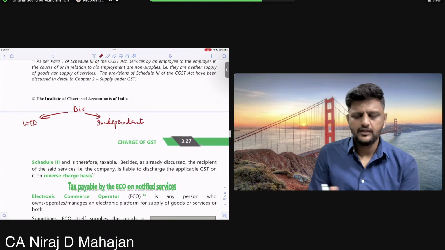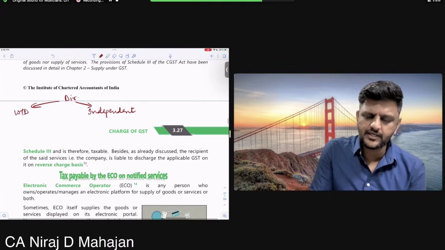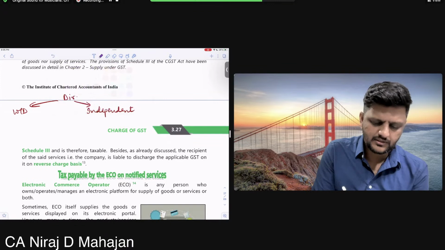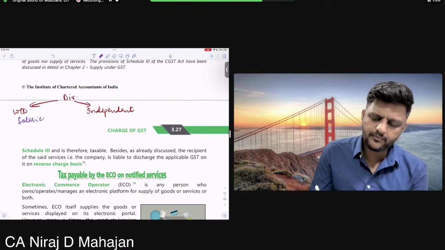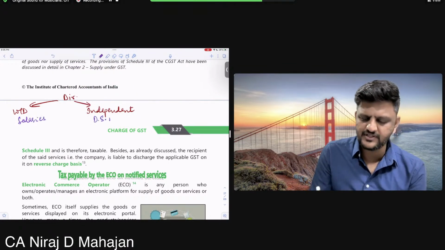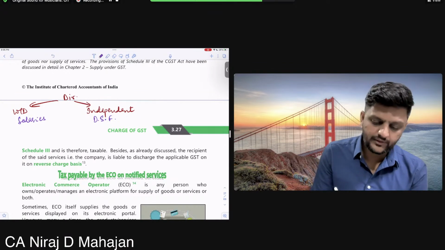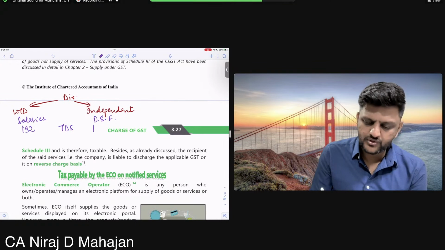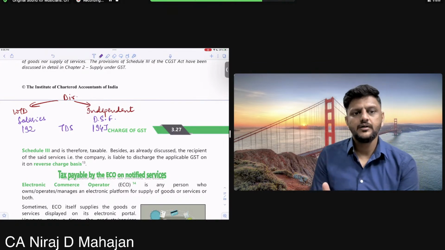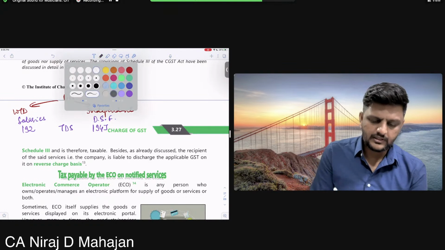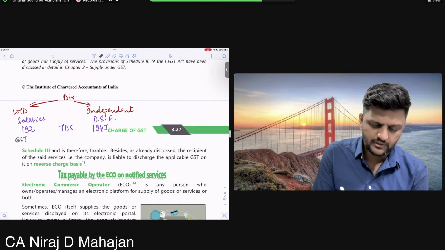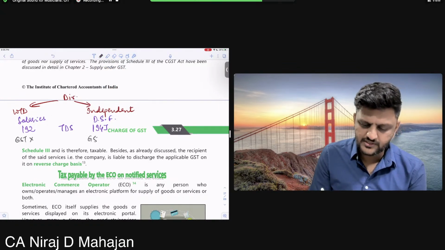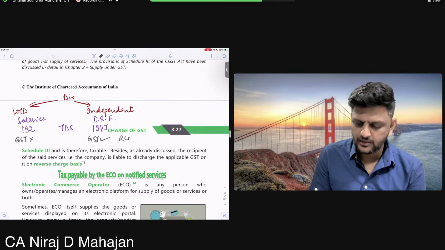By whatever name you call them, let us say you pay them salaries here, and here you pay them director sitting fees. But look at the TDS point of view. This is done under 192 and this is done under 194J. Clear cut. We understand that GST here is not applicable, but GST here is applicable, that also on RCM.